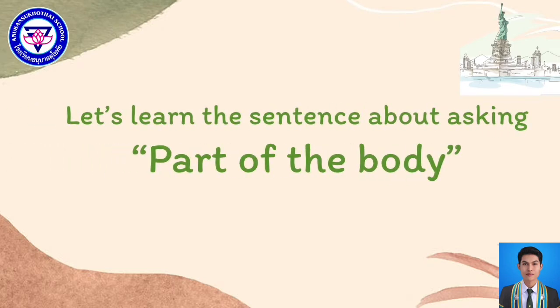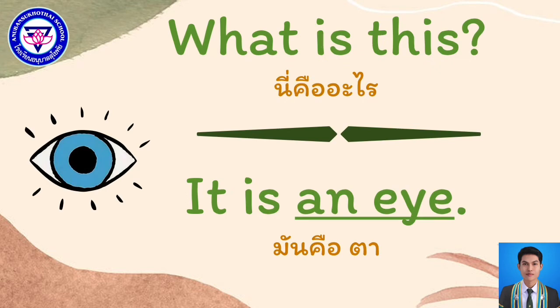Let's learn the sentence about asking about parts of the body. Look at the sentence. What is this? Look at the picture on the left hand side. This is a part of the body. Okay. The answer is: It is an eye.